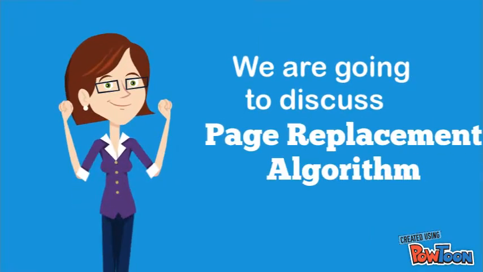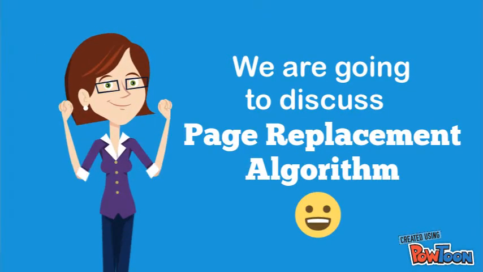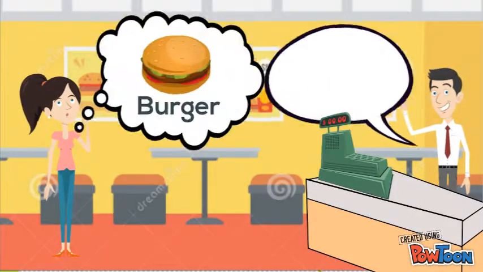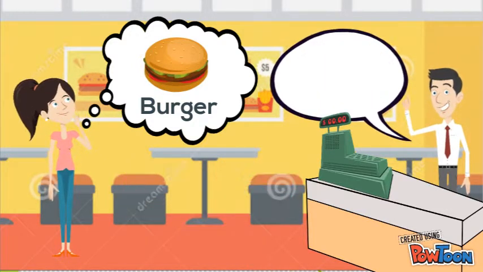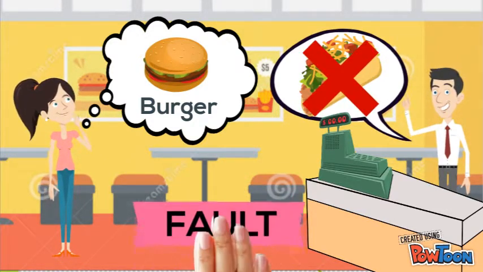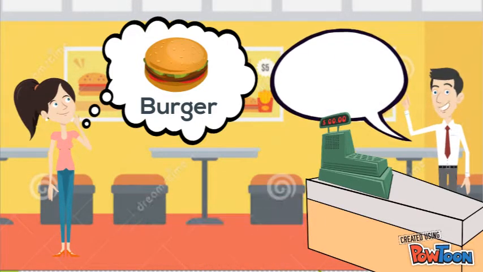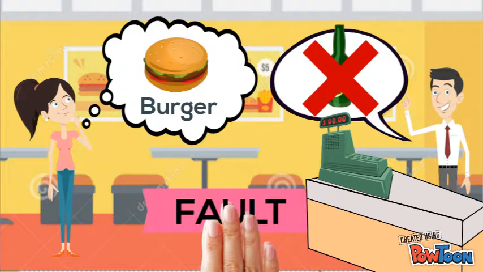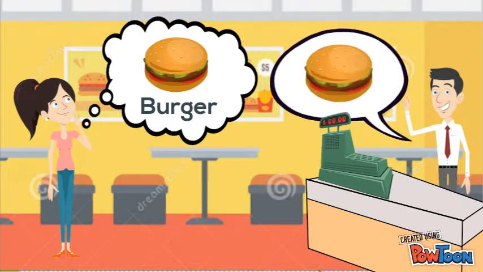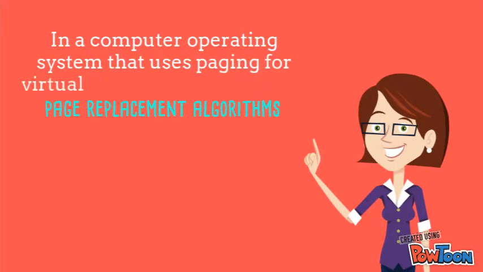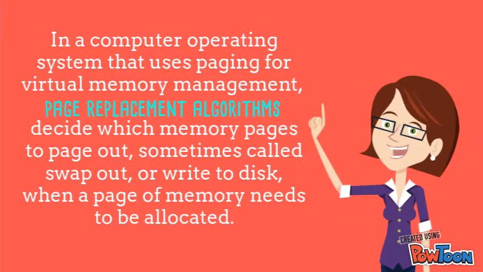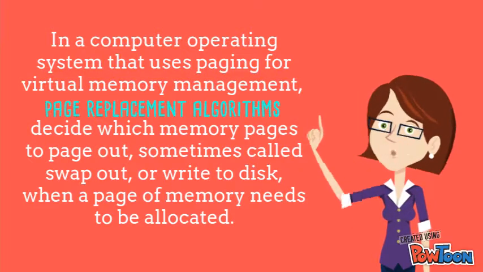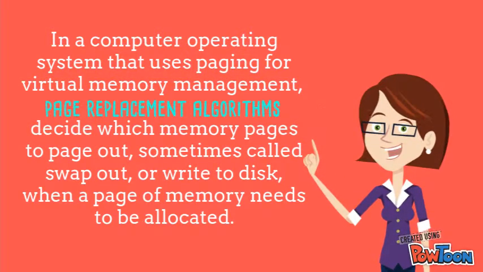We are going to discuss page replacement algorithm. In a computer operating system that uses paging for virtual memory management, page replacement algorithms decide which memory pages to page out, sometimes called swap out, or write to disk, when a page of memory needs to be allocated.